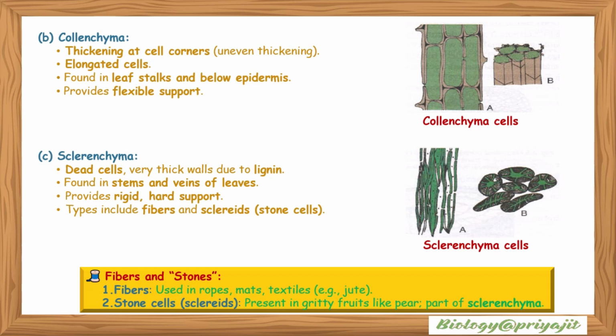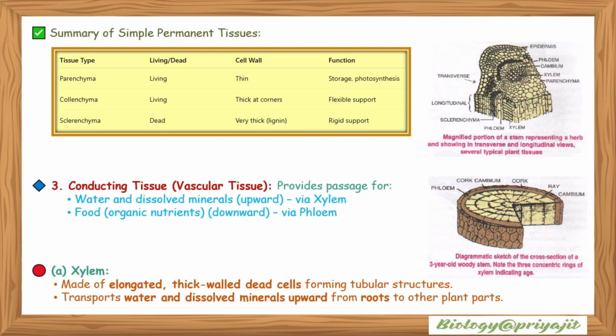They have dead cells. They have very thick walls due to deposition of lignin. They are found in stems and veins of leaves. They provide rigid and hard support. The types include fibers and sclerites, such as stone cells. Fibers are used in ropes, mats, textiles, for example jute, etc. And stone cells or sclerites are present in gritty fruits like pear, as part of sclerenchyma.